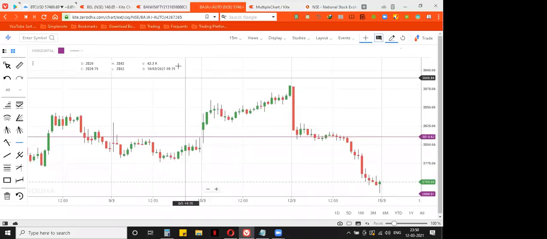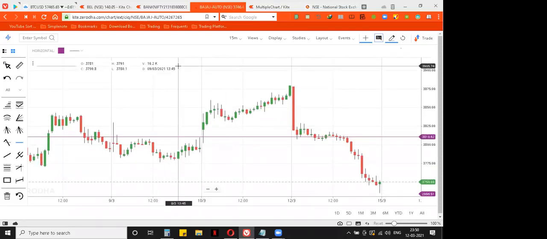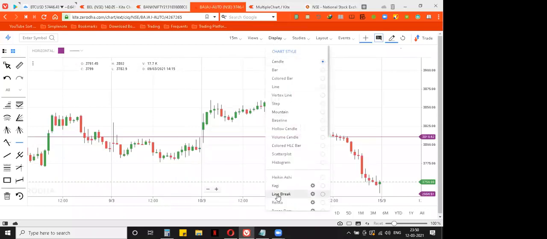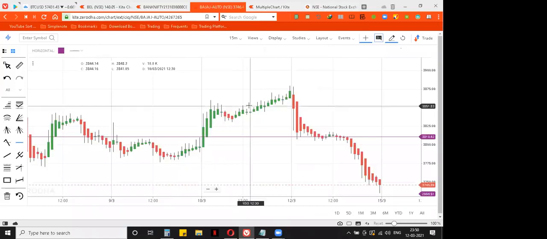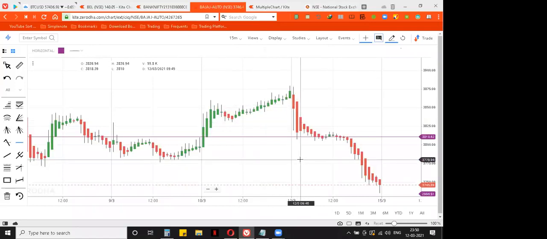Even, sir, HeikenAshi would work wonderfully in highly volatile markets. It'll work in all markets. The only place, I forgot to mention this, where HeikenAshi will take a beating is when you have a gap up or a gap down. HeikenAshi candle will not consider gap up or gap down. It'll show you one big red candle.